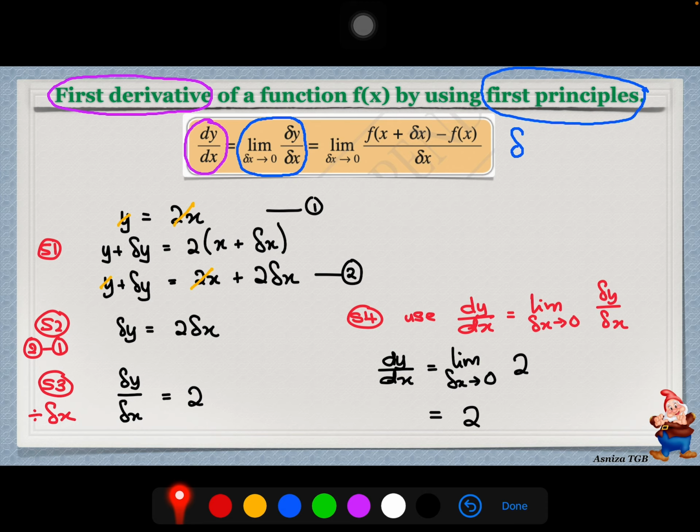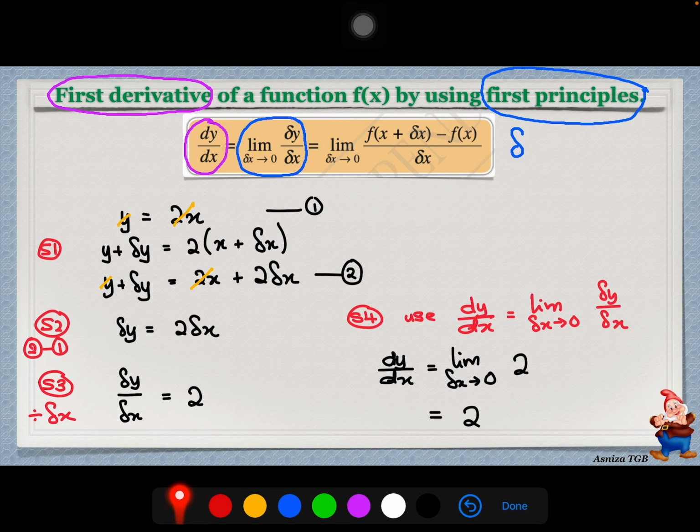Okay, so find the first derivative, find dy/dx. Using first principles means we need to use the theorem: limit as delta x approaches 0 of delta y over delta x. So these are the 4 steps for finding the first derivative by first principles. Please remember the 4 steps.